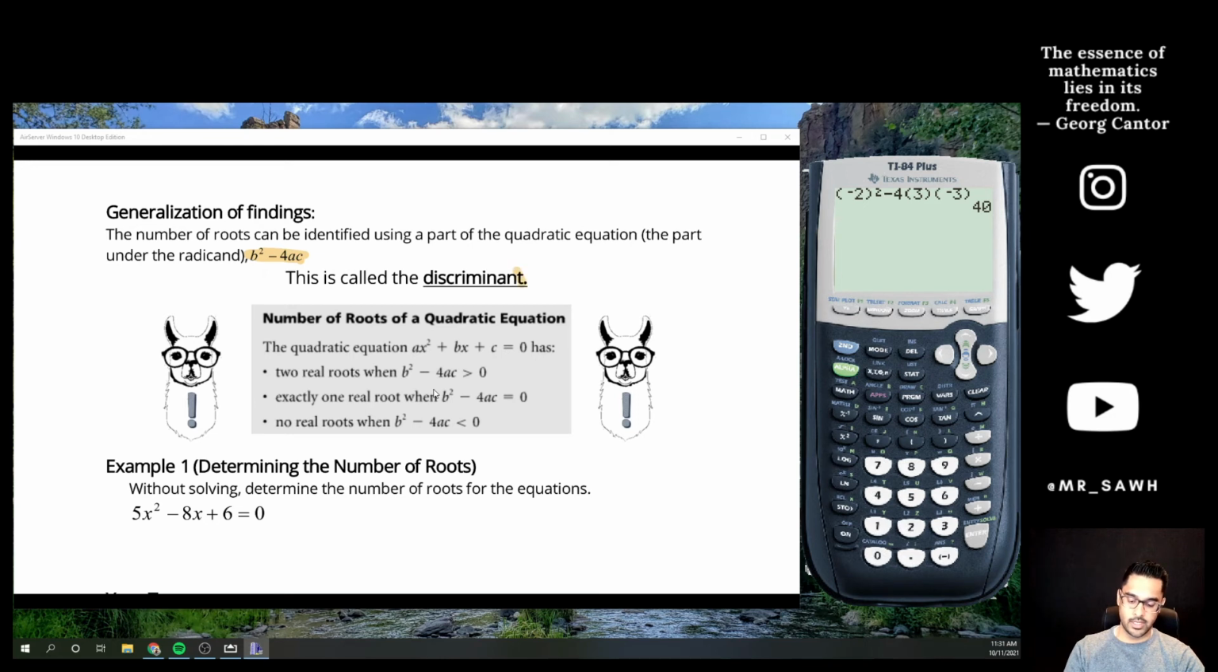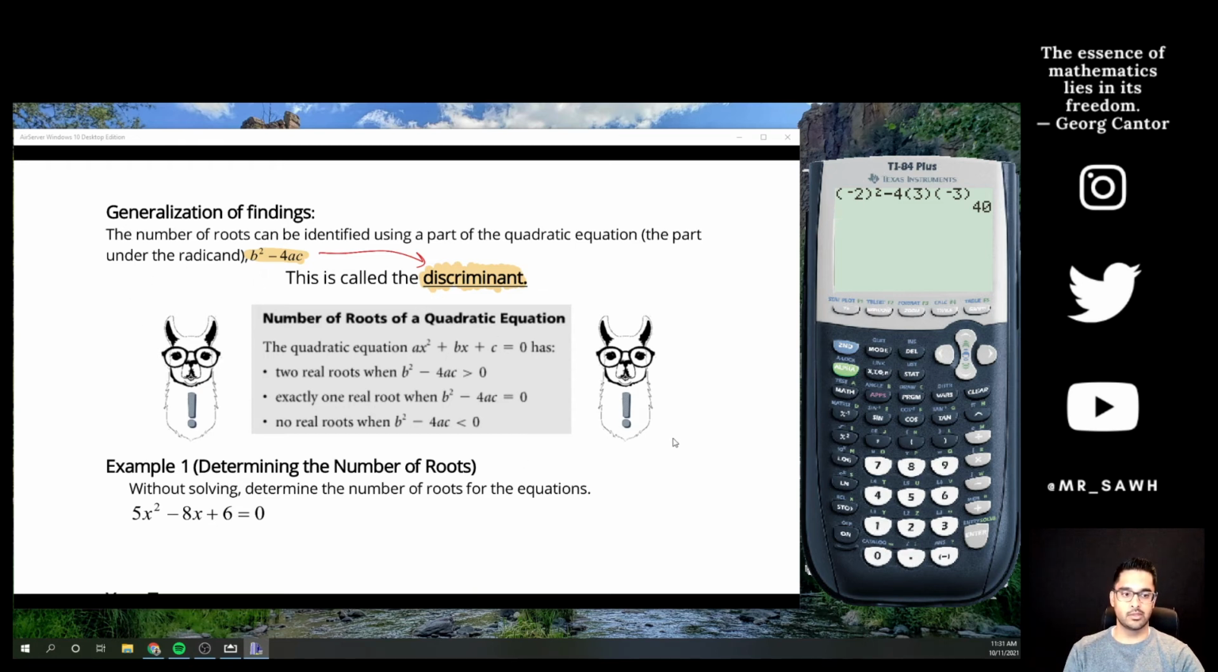The name for it is the discriminant. So that radicand is very, very special, and it's called the discriminant because it's going to discriminate between the different kinds of roots we're going to have. Maybe I have 0, maybe I have 1, maybe I have 2. So if I know the value of the discriminant, it's going to tell me a lot about this.